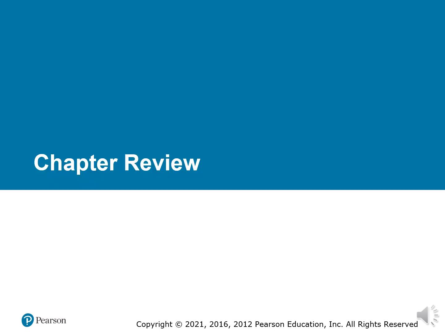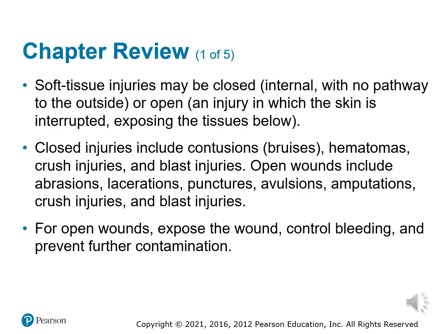All right, let's go through the chapter review. Soft tissue injuries may be closed, internal with no pathway to the outside, or open, which is an injury in which the skin is interrupted, exposing the tissues below. Closed injuries include contusions or bruises, hematomas, crush injuries, and blast injuries. Open wounds include abrasions, lacerations, punctures, avulsions, amputations, crush injuries, and blast injuries.